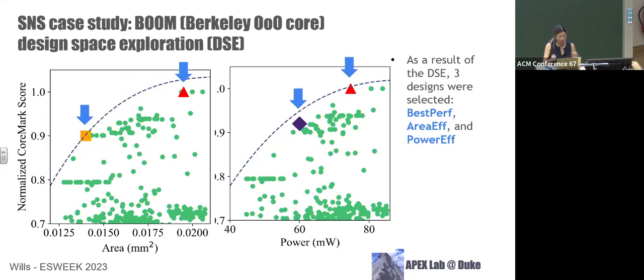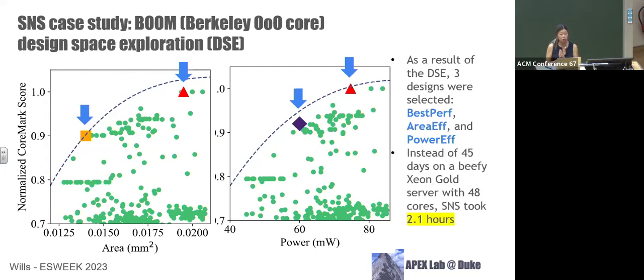This DSE took around 2.1 hours to complete, whereas if you were to run a 48-core Xeon Gold server continuously, it would take about 45 days. So this use case showed that the predictor can be used for rapid development of complex hardware designs and sifting through thousands of designs in a matter of minutes to hours instead of days.